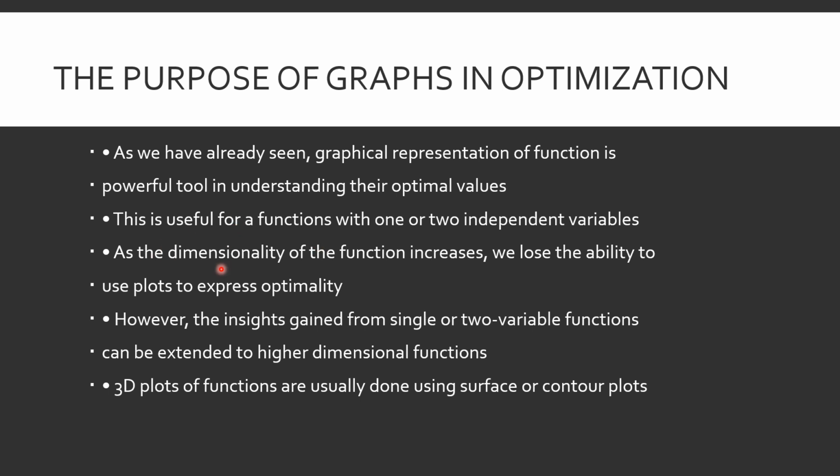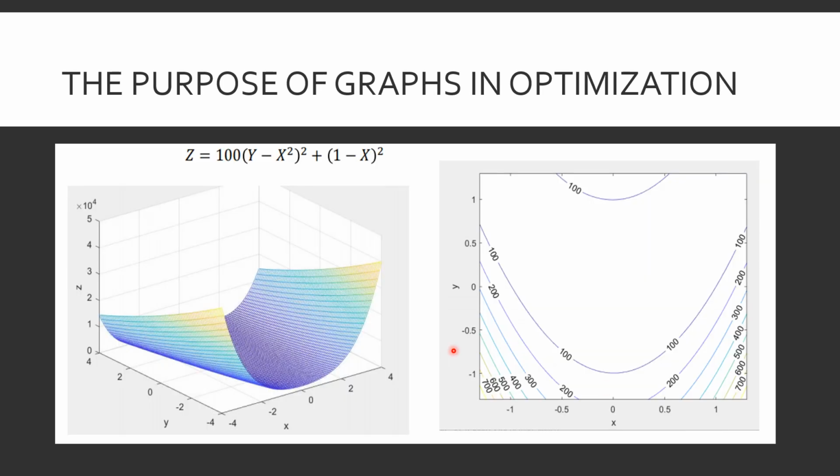We can also use plots to express optimality. However, the insight gained from single or two variable functions can be extended to higher dimensional functions. 3D plots of functions are usually done using surface or contour plots. So these are the main types of graphs that are used when we are using 3D plots. You ought to use either surface or contour plots. So this is an example of the graphs we are talking about.